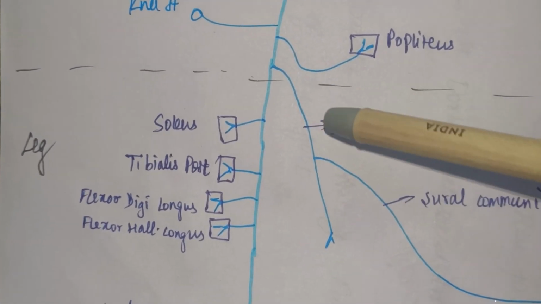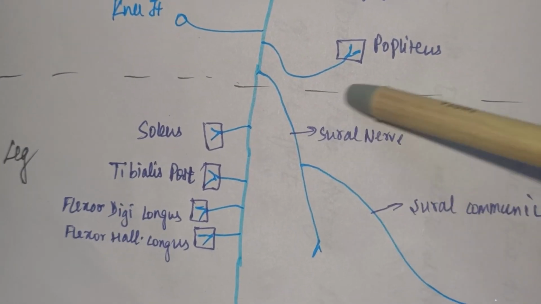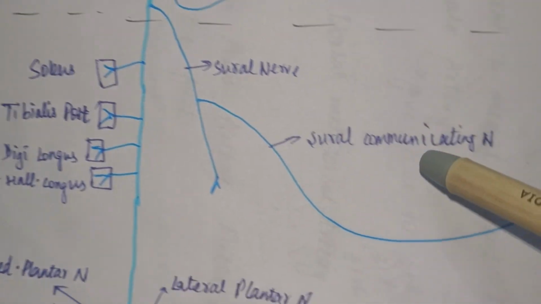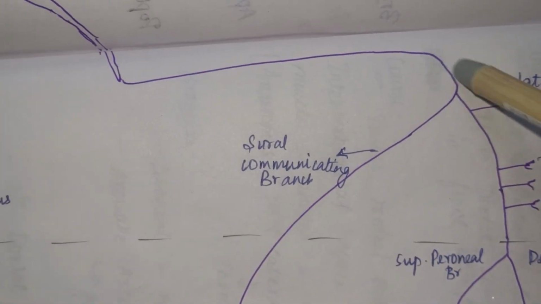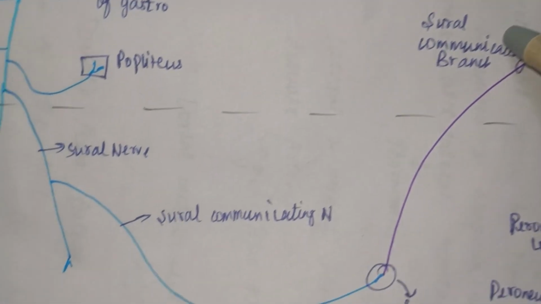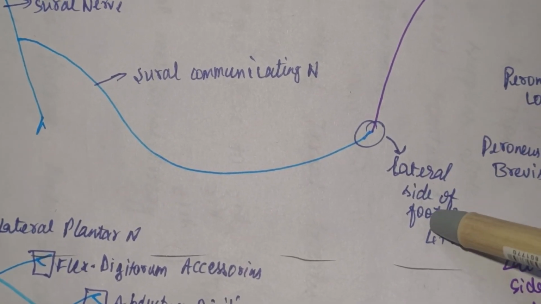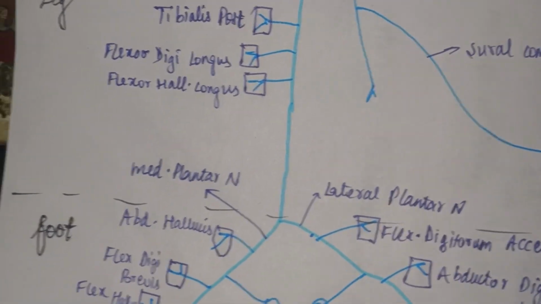Okay, now one of the branches from the tibial nerve is the sural nerve. One of the branches of the sural nerve is the sural communicating nerve. It communicates with the common peroneal nerve part, the sural communicating branch, and it supplies the lateral side of the foot and the little toe. Okay, let us come back to the tibial nerve.